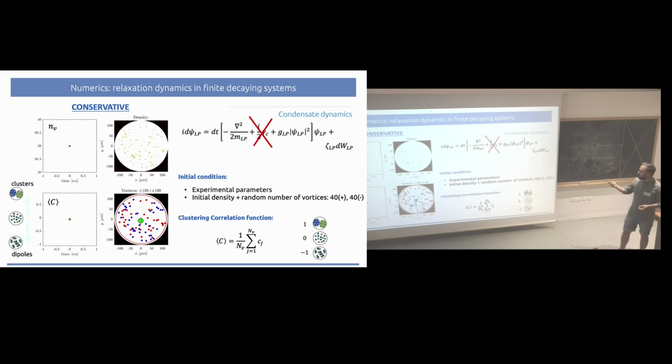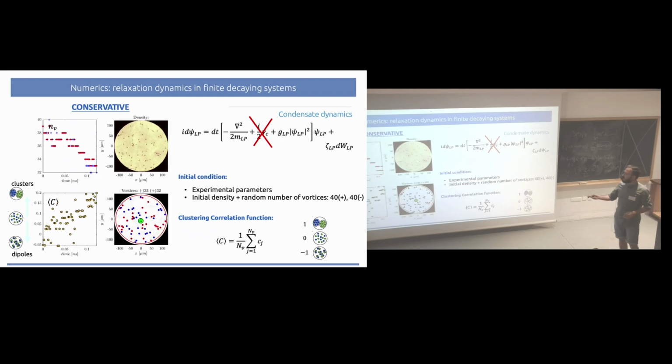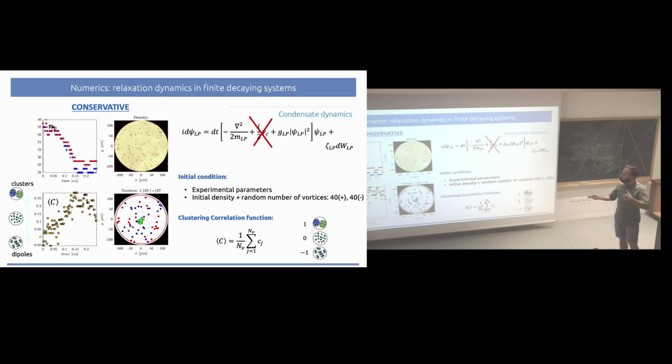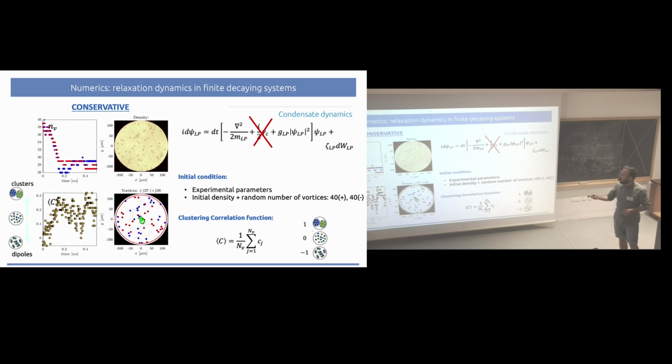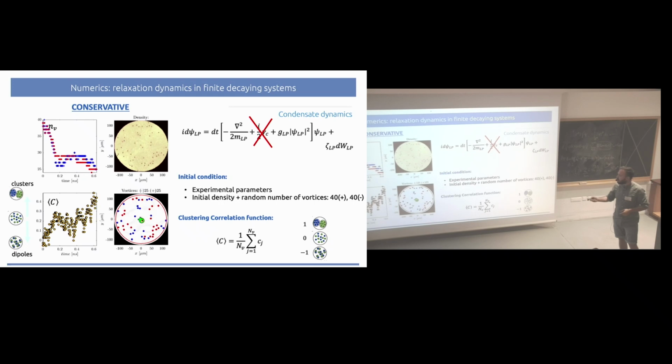We have our stochastic Gross-Pitaevskii equation for polaritons. We start from the easiest configuration, which is a confined condensate with a flat density. We imprint the same number of vortices and antivortices, 40 and 40. Then, if we start the dynamics, we will see a large number of annihilation events of vortices and antivortices that decrease the total number of vortices.